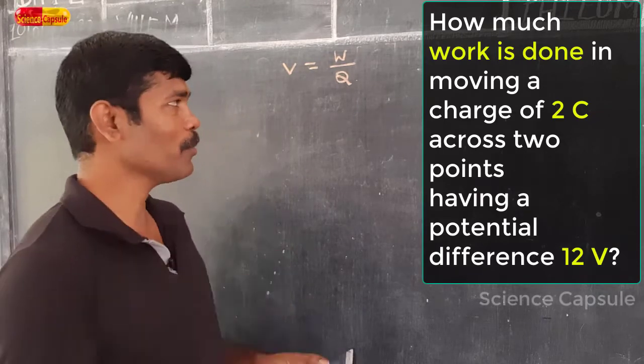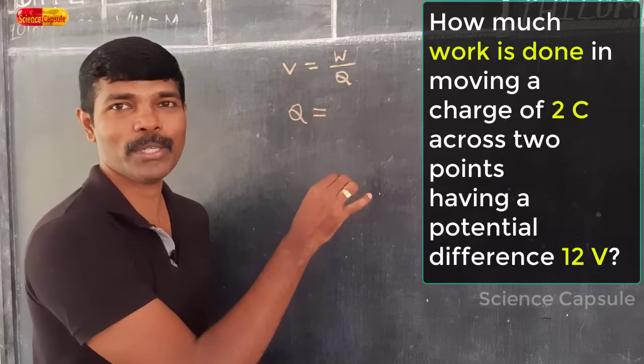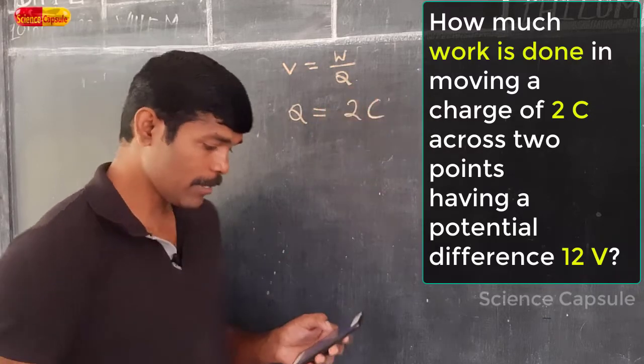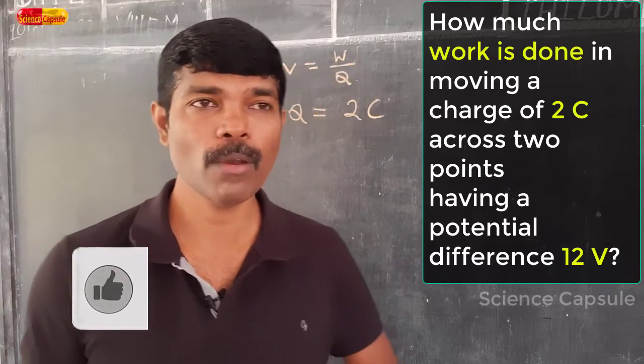So here in this question, charge is given. The first quantity we can find in the question is charge. Charge is 2 coulomb, isn't it? Now the second quantity is also given, that is a potential difference of 12 volt.